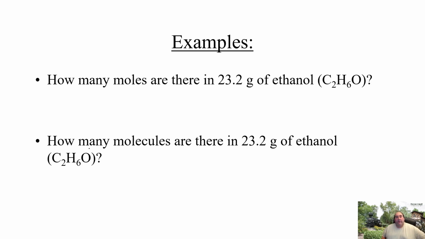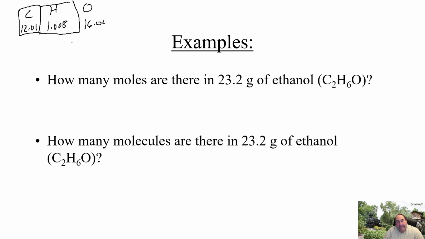In the first one, we're looking for how many moles are there in 23.2 grams of ethanol, which is C2H6O. And we're also looking for how many molecules there would be in that 23.2 grams of ethanol. Let me give you some information. If you don't have a periodic table with you, which might be helpful, our good friend carbon is 12.01. Our friend hydrogen, 1.008. And our good friend oxygen is 16.